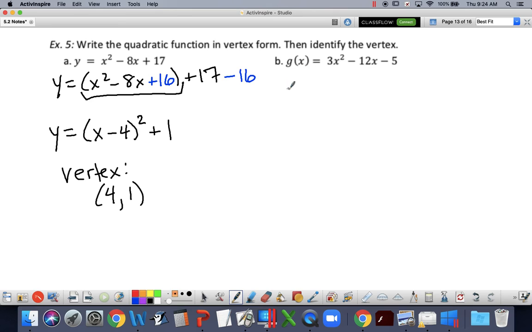Let's go ahead and try letter B. Oh, we do have a 3 here, so let's see. Might have an extra step or 2 in here. I'm going to group my x values together.